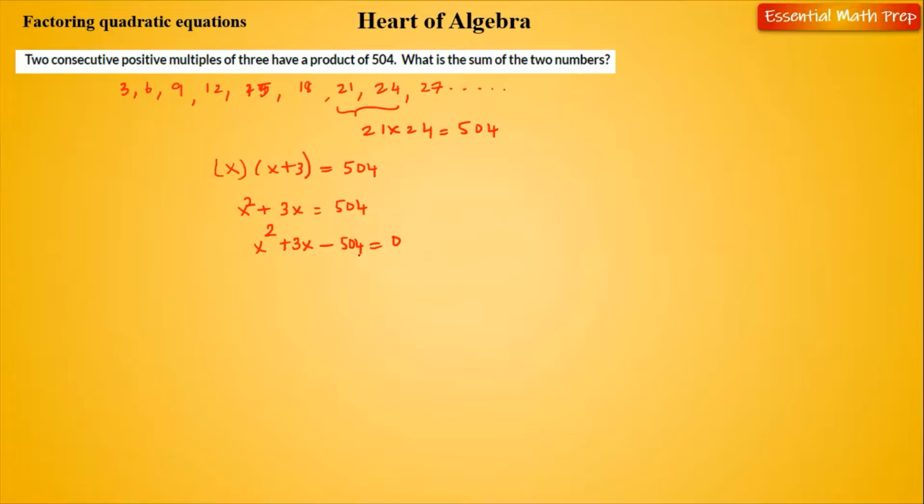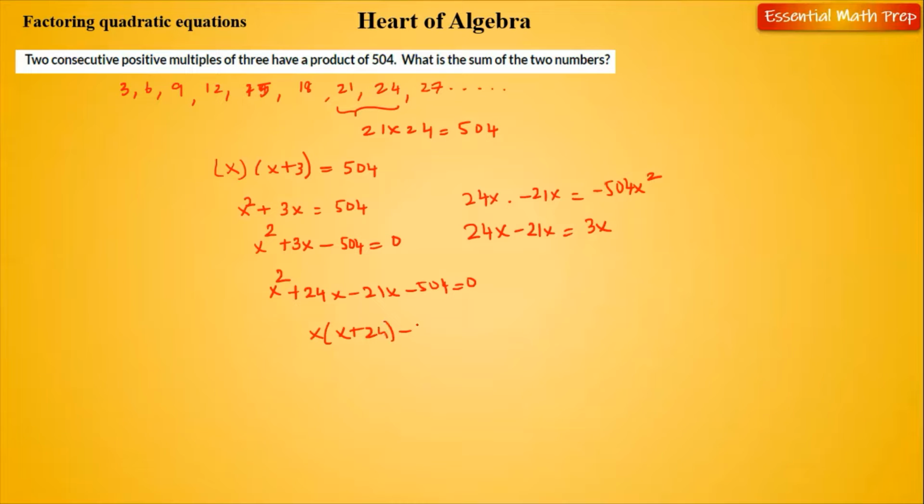We want negative 504 x squared, which is the same as 24x minus 21x will give you 3x. 24x times negative 21x will give you negative 504x squared. So x squared plus 24x minus 21x minus 504. And if you solve for it, you get x plus 24 and x minus 21. So x equals 21, x equals negative 24, okay?